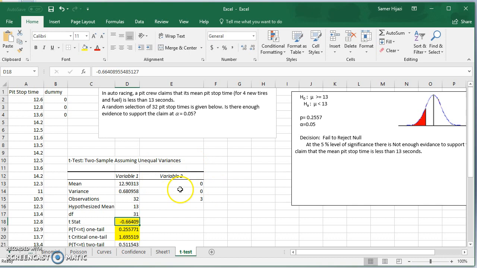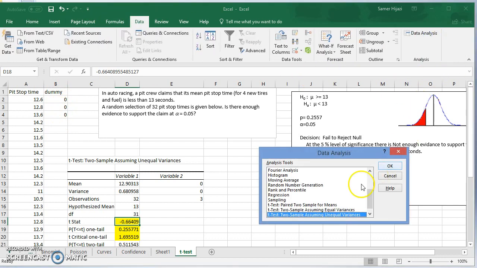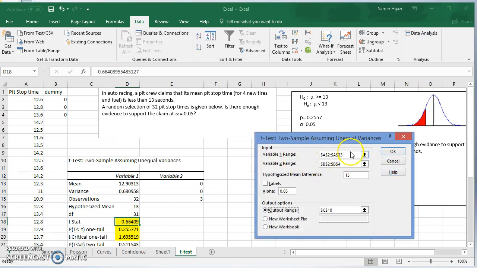So to summarize, you need to create a dummy of more than one zero value. You need to do a t-test assuming unequal variances. Just select the first data set, the second one, which is the dummy, the hypothesized mean difference, which is the difference between the two means. Since the second mean is zero, it's whatever you have over here in the claim, and choose your alpha, output range, and you will have the answer.